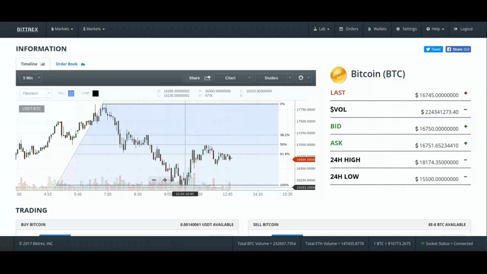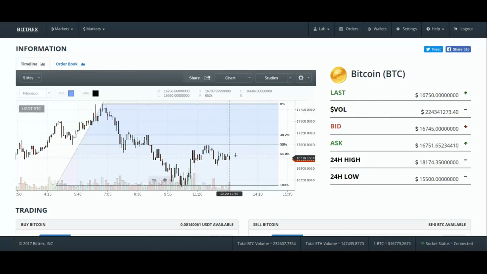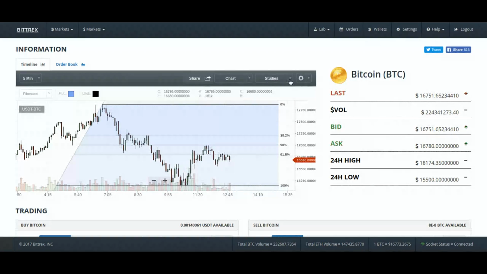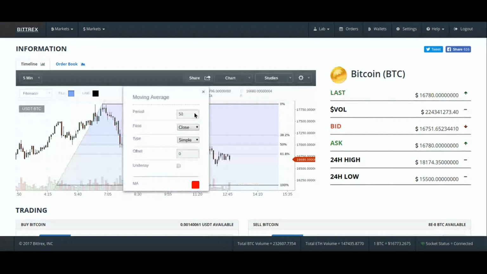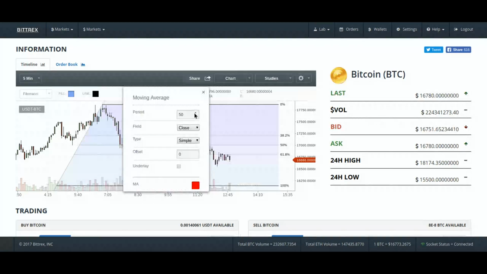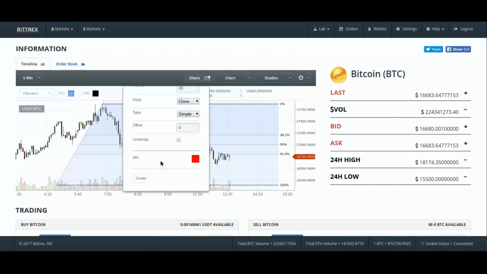Let me see how these moving averages look. What I'm gonna look at is, we're on a 5-minute chart. Let's look at the 20-day moving average real quick. I may switch the time frame also. There we go. Now, what I just put in here was a 20-day moving average.